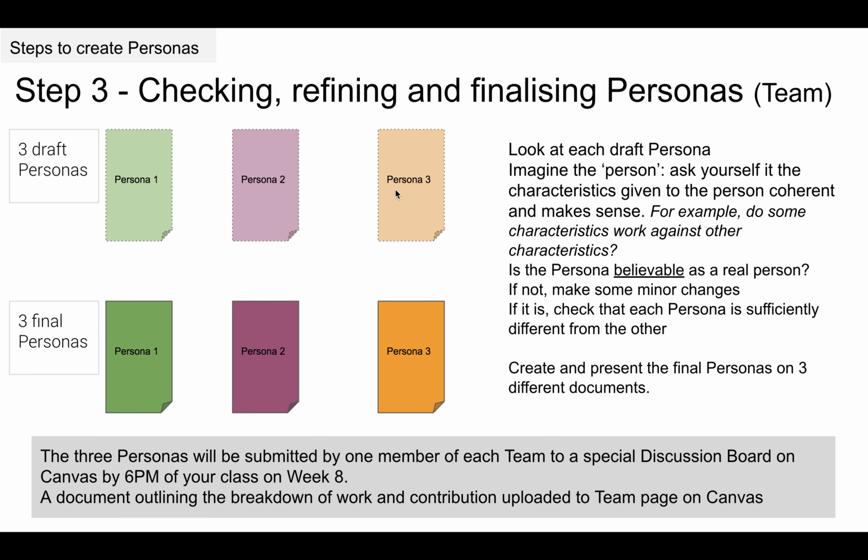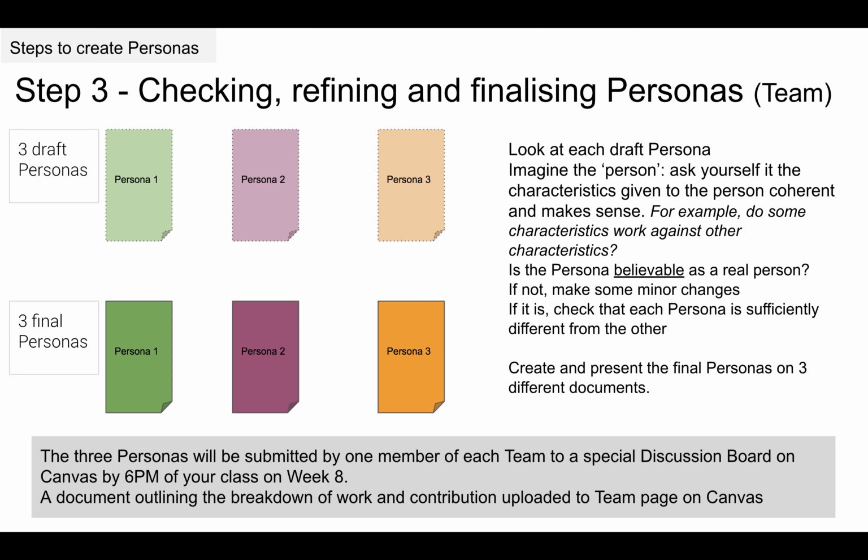And so now that you've got 3 draft personas, you need to check, you need to refine, you need to finalize them. So as a team, you need to look at each draft persona. So look at all 3. Imagine the person. So think about the person, read through the person, look at the picture, look at the name, look at all the information and ask yourself, are the characteristics given to the person coherent and do they make sense? So do they work together? This person comes from a wealthy family and yet this person is doing that? Oh, it doesn't make sense, right? So think about whether you have put things together that don't make sense. Is the person believable as a real person? Can you imagine a real person having those different pieces of information together?